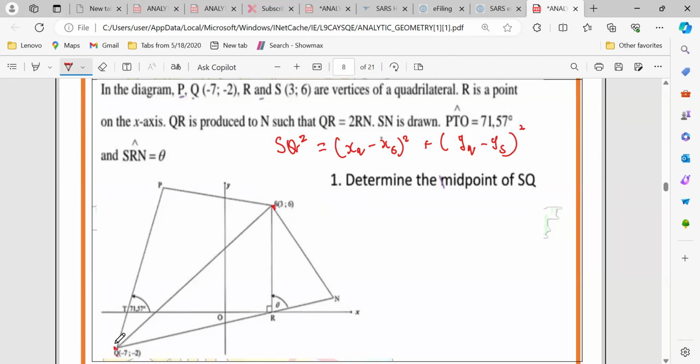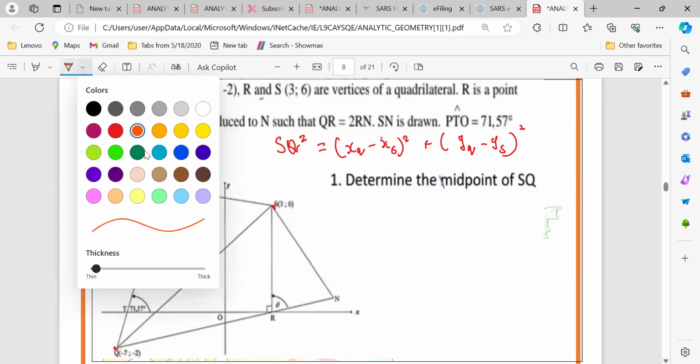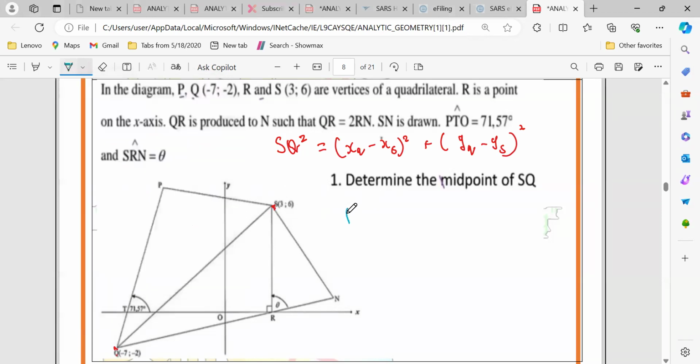We're interested in the middle value. Like you and your friend, you might be interested in this. Let's say you and your friend stay here. You are staying at A, and then your friend stays at B.